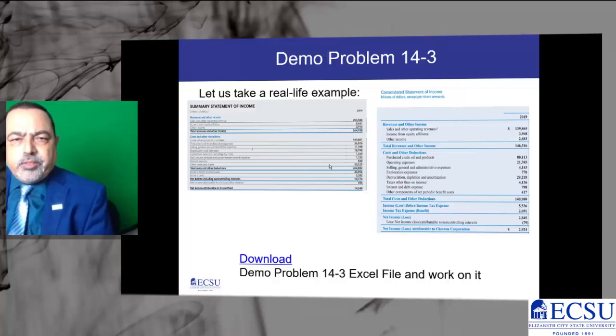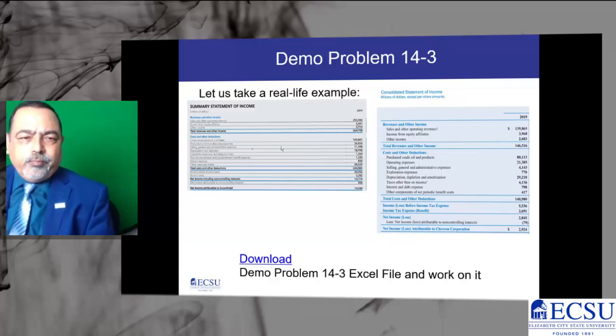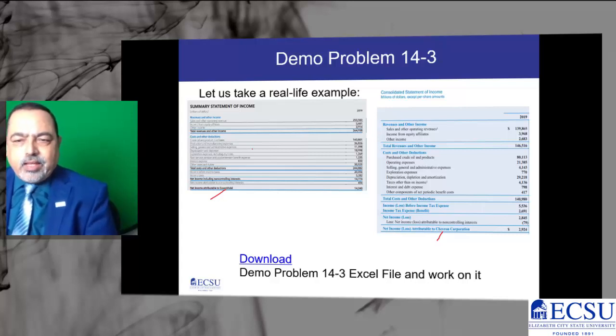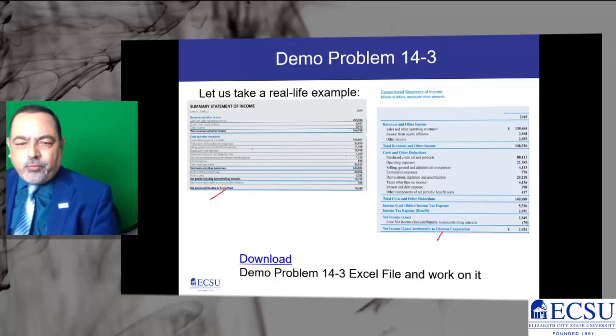Okay, I'm continuing the presentation and taking a real life example. These are the statements of income for Chevron and Exxon Mobil. These are two competitors in the same industry. So that's why I'm going to take this as an example to go over the vertical analysis and how we interpret the vertical analysis.